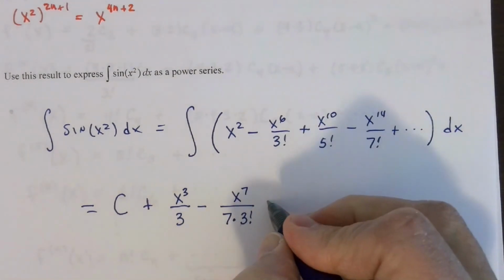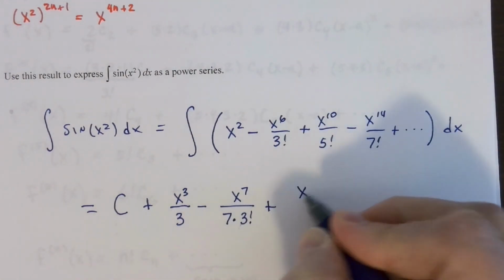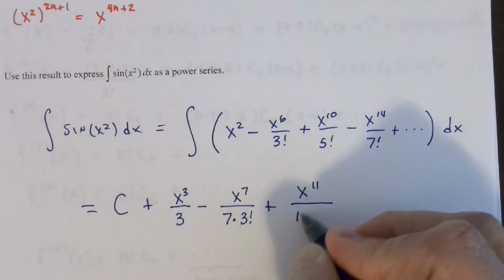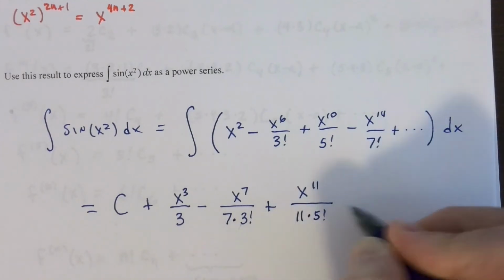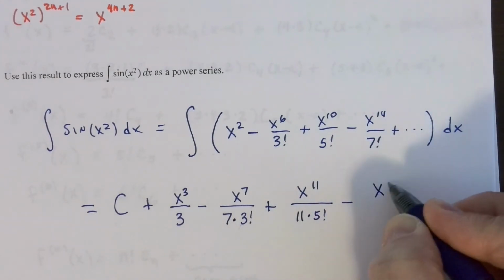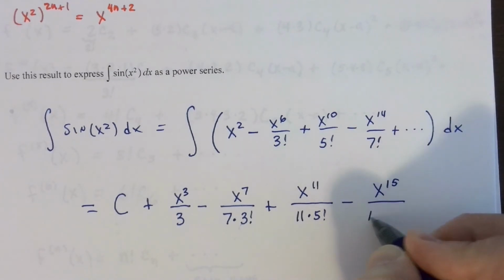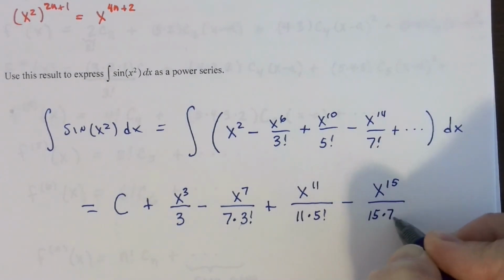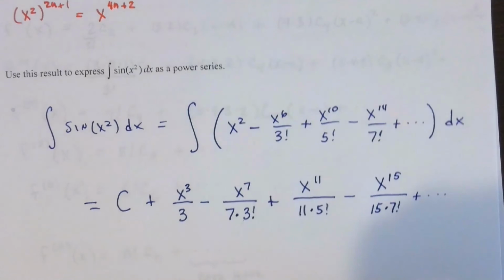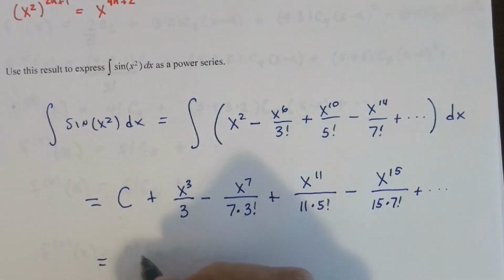And then what's the antiderivative of x to the 10th? It's going to be x to the 11th over 11 times 5 factorial. And then x to the 15th over 15 times 7 factorial. Right? Can we write this in closed form? Yeah.